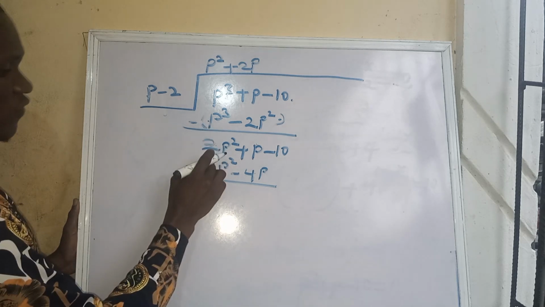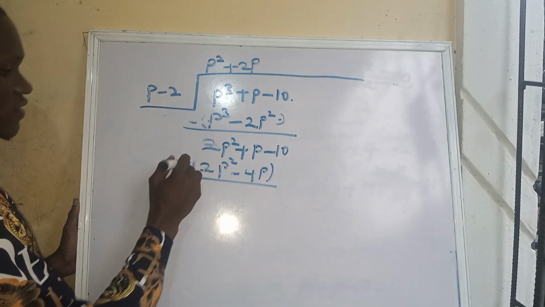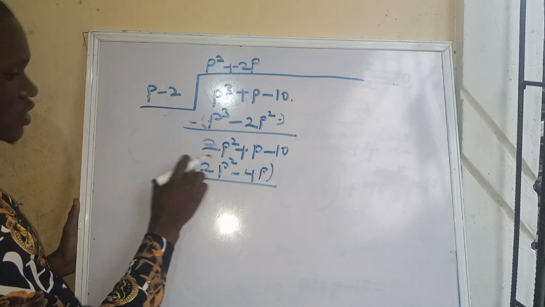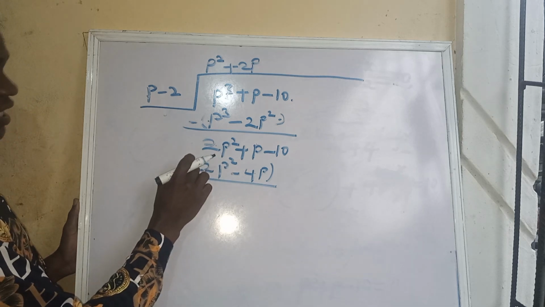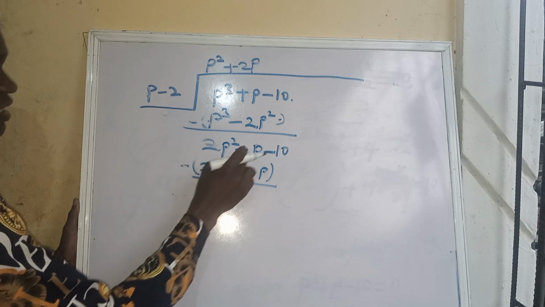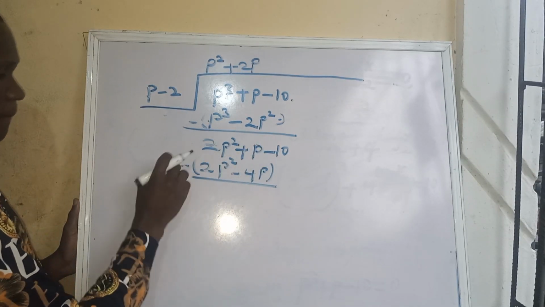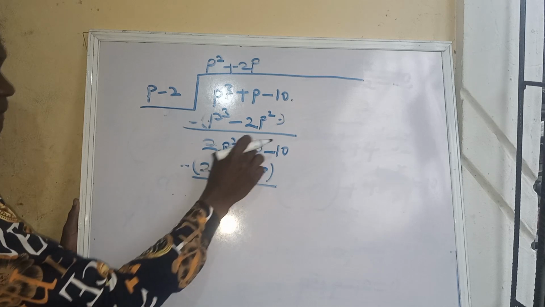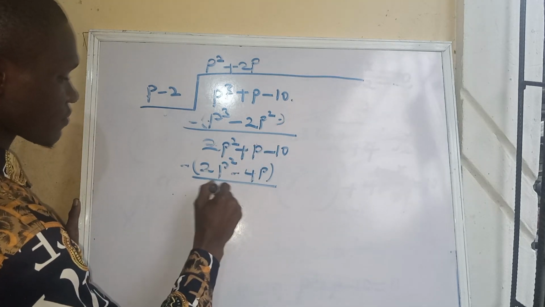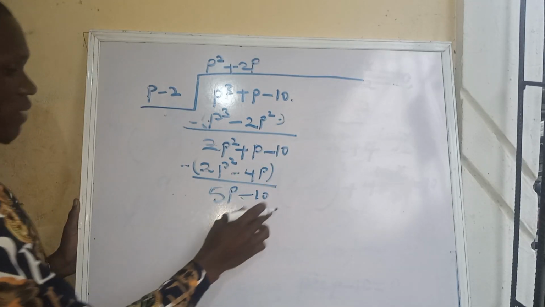How can we eliminate two of them? By putting a negative sign, right? Multiplying this with a negative sign. If we multiply this, this one is going to turn to a positive. So this times this is going to give us a negative, and 2p squared minus 2p squared is going to give us 0, right? Then p plus 4p is going to give us what? 5p. So we are having 5p. Then put this one down, minus 10.